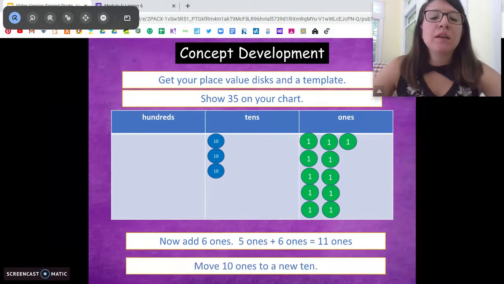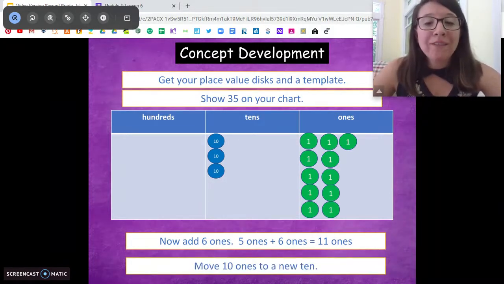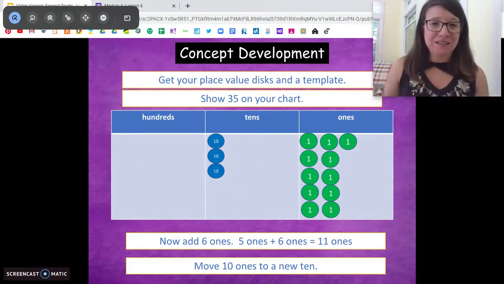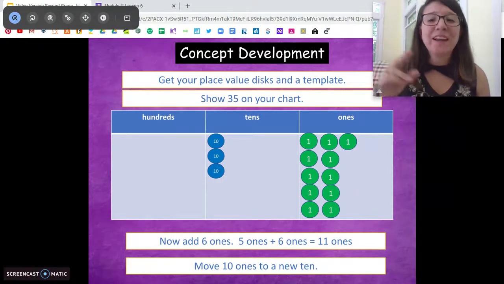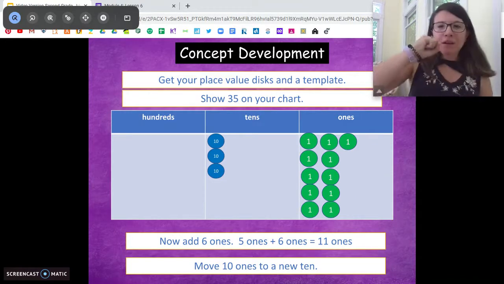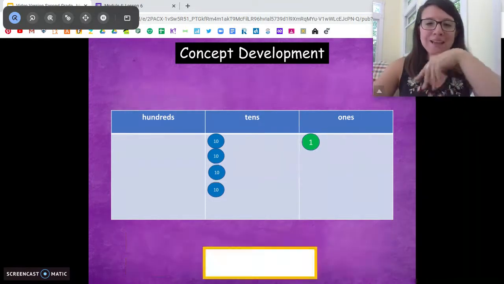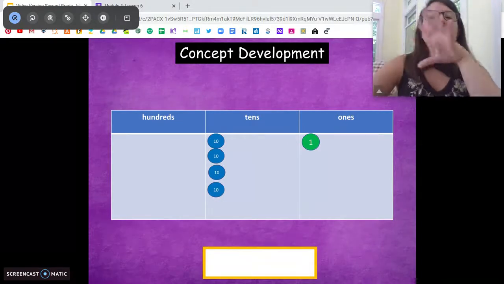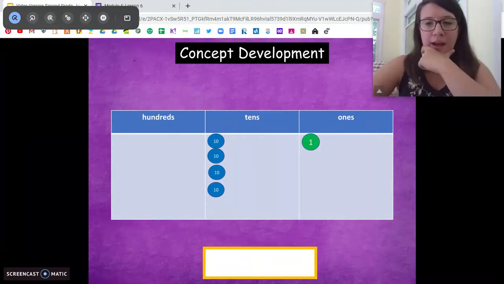Good? Okay, so now we have 11 ones in that ones place, right? Do we want to have 11 ones in that ones place? Is that easy for our brains to understand? No, right? So we're going to bundle 10 of those ones. We're going to slide them off, and we're going to bring a 10 over. So I'm going to take 10 ones away, and I should have 1 one left, and I bring my 10 over. So do that now. Pause and do that now.